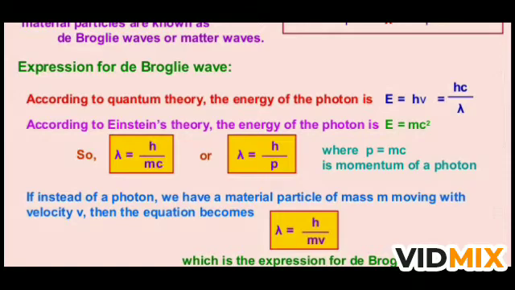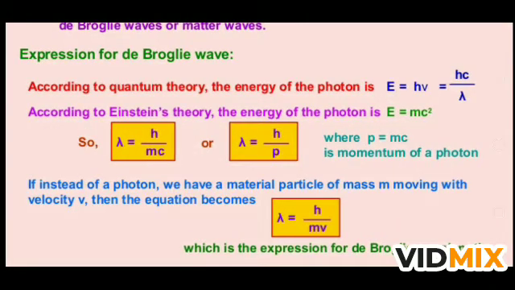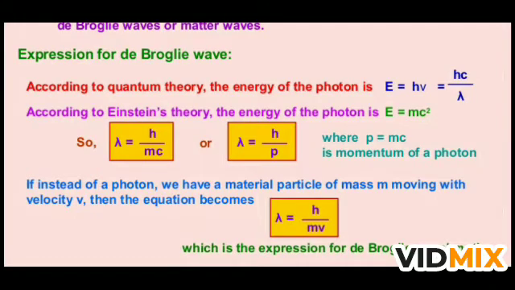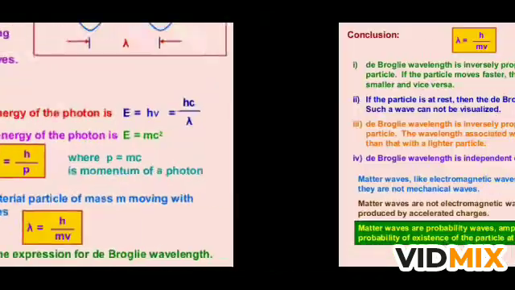If instead of a photon we have a material particle of mass m moving with velocity v, then the equation will become lambda equals h upon mv. Suppose the particle of mass m is moving with a certain velocity v, which is less than the velocity of light, so we can change the relation to h upon mv, that is, lambda is equal to h upon mv. This is the expression for the de Broglie wavelength.